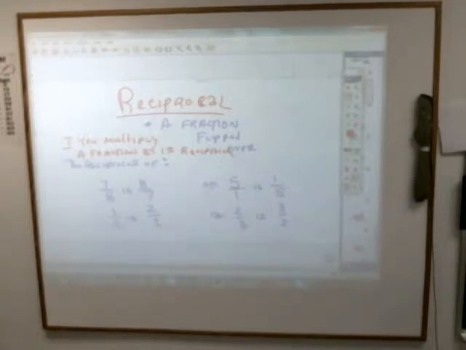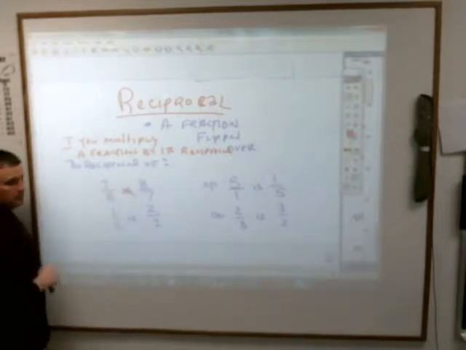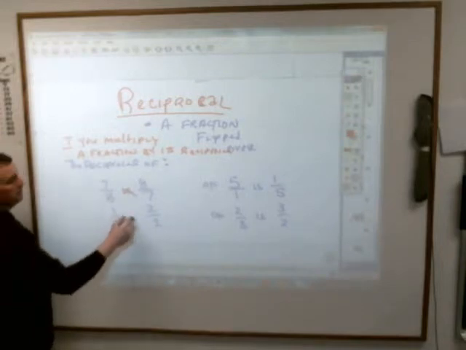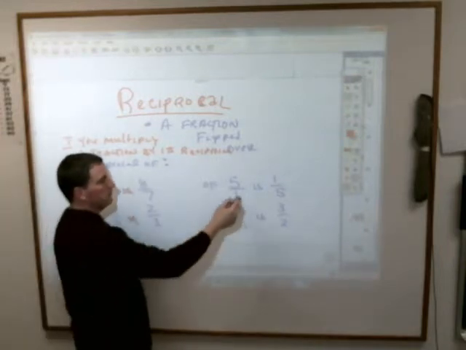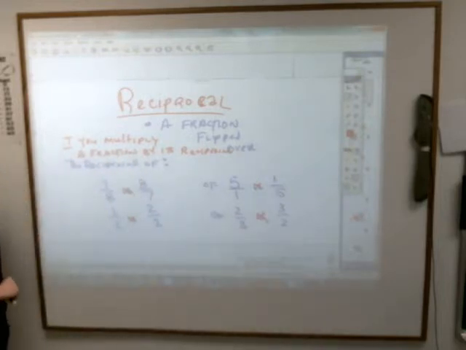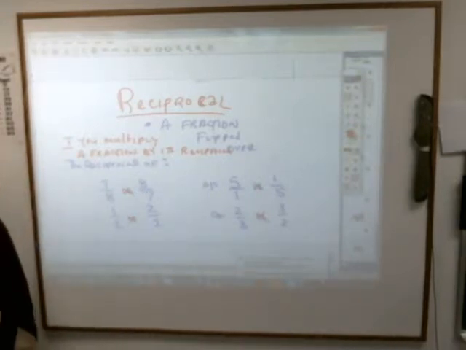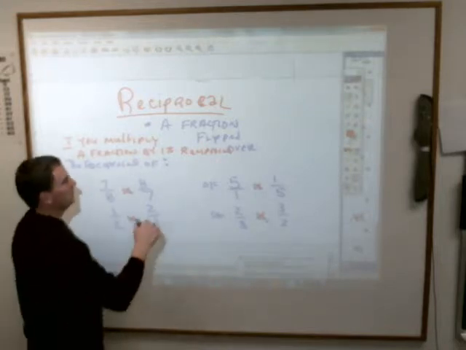If you take a fraction and multiply it by its reciprocal, in other words, if I took 7/8 and multiplied it by 8/7, or if I took 1/2 and multiplied it by 2/1, or took 5/1 times 1/5, or 2/3 times 3/2, I will always get, Landon? Caitlin? 1. Yeah, you always get 1.